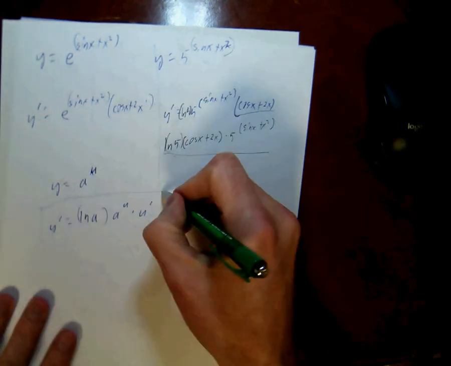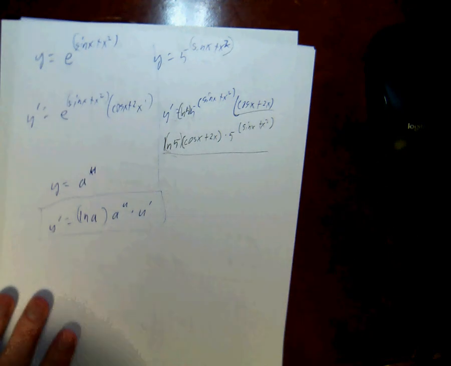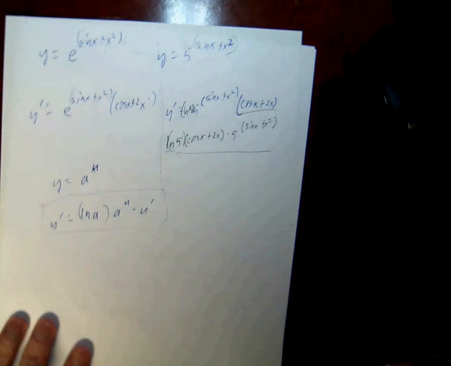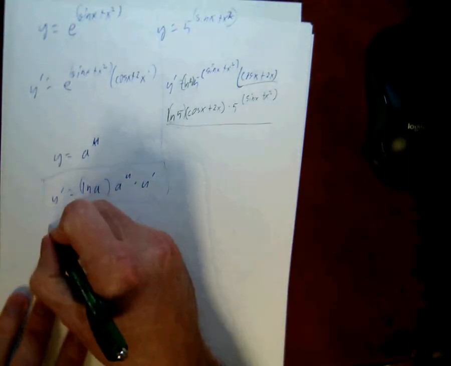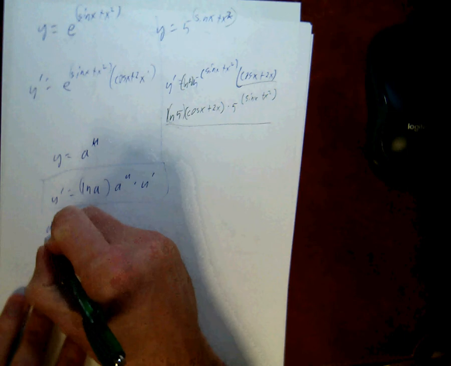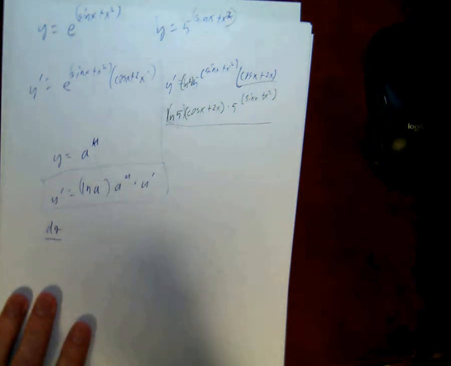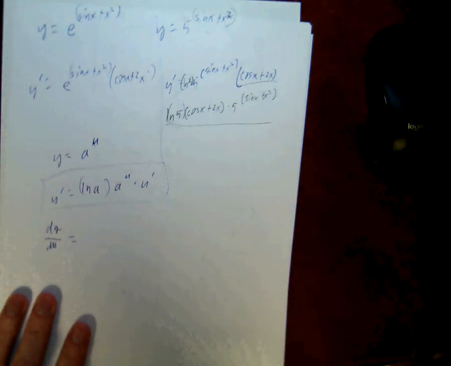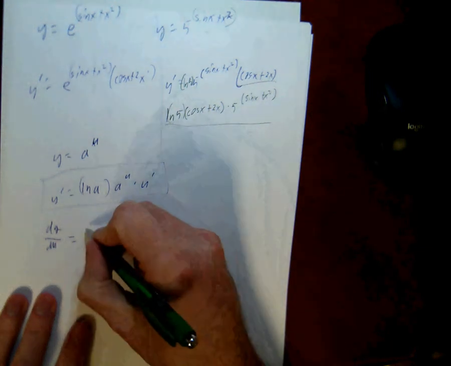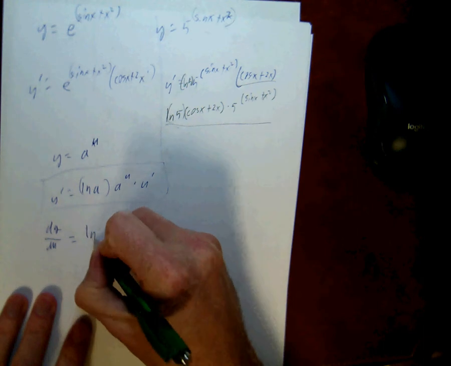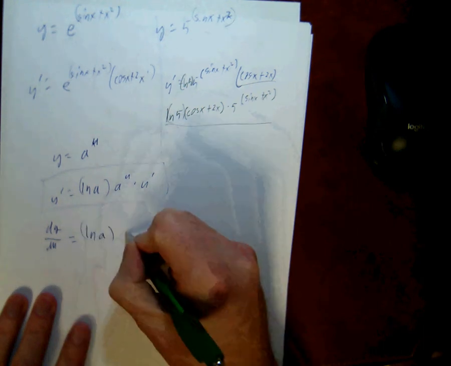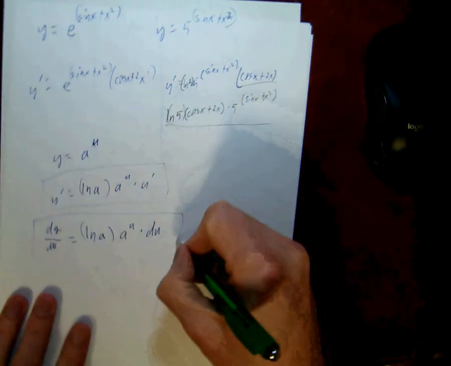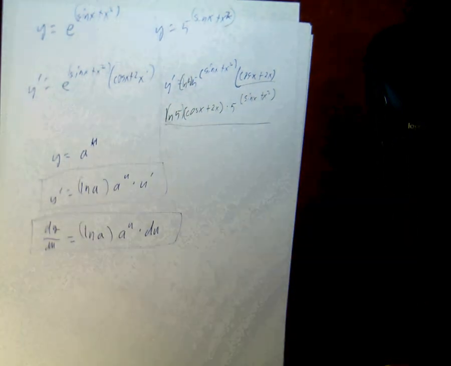This is the official rule, this is what most textbooks have. Actually, I think what most textbooks would have is they would say dy/dx, or dy/du, is equal to natural log of a times a to the u times du. I think that's what most textbooks have.